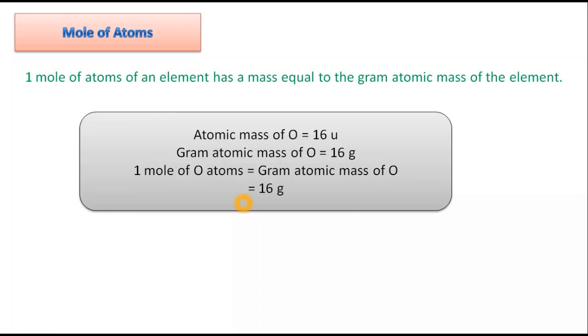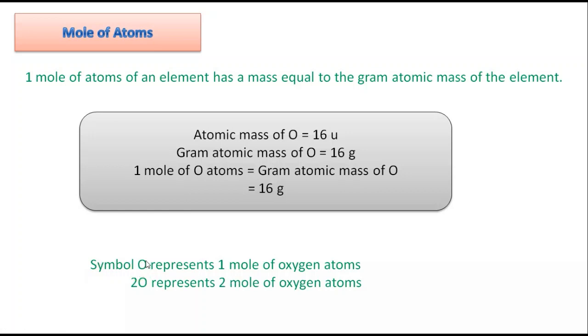So here, the symbol of an element represents 1 mole of atoms of that element. If we have only the symbol O, that means 1 mole of oxygen. If we have 2O, that means 2 moles of oxygen. If we have 3O, that means 3 moles of oxygen. So you have to remember that a symbol represents the mole of atoms. One symbol represents 1 mole, 2 times represents 2 moles.